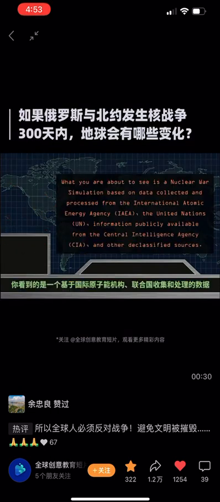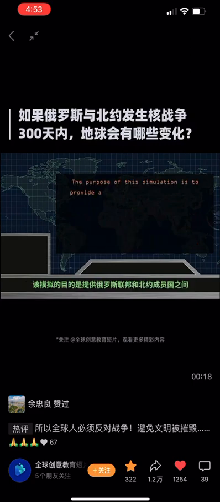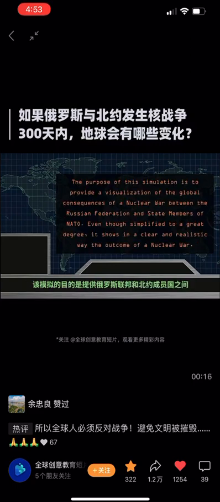What you are about to see is a nuclear war simulation based on data collected and processed from the International Atomic Energy Agency, the United Nations, information publicly available from the Central Intelligence Agency, and other declassified sources. The purpose of this simulation is to provide a visualization of the global consequences of a nuclear war between the Russian Federation and state members of NATO. Even though simplified to a great degree, it shows in a clear and realistic way the outcome of a nuclear war.